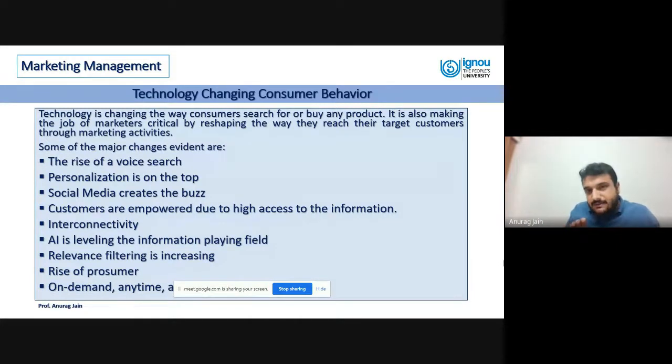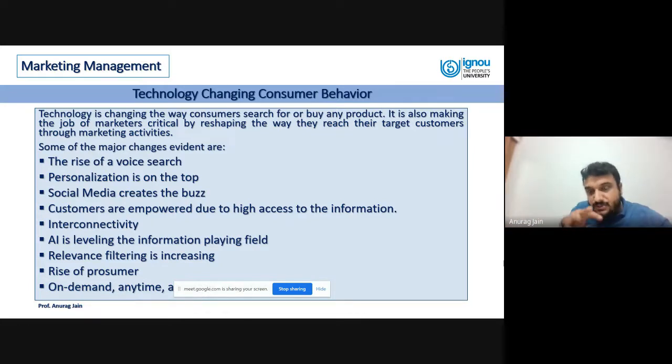What is the difference between consumers and prosumers? Consumers are those who get information about things, maybe a product or service, and then go for buying. But nowadays many times marketers are getting information from consumers: what product idea they have, what they want from them, what kind of personalization they want, and what different changes they want in the product or service which is out there.